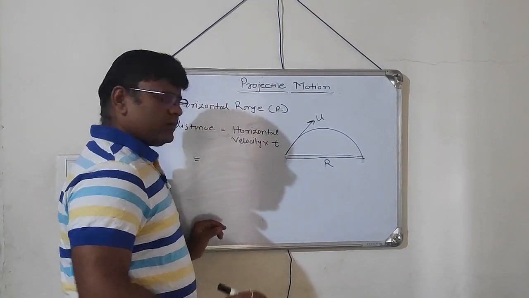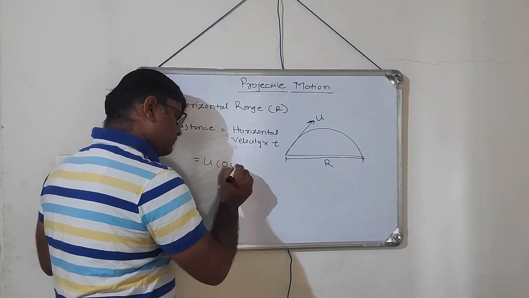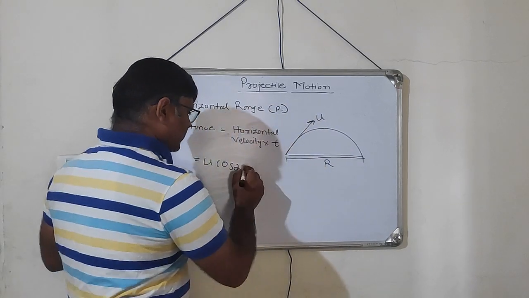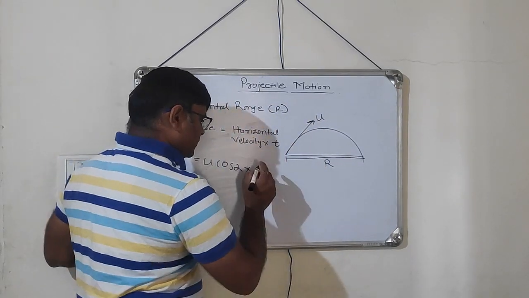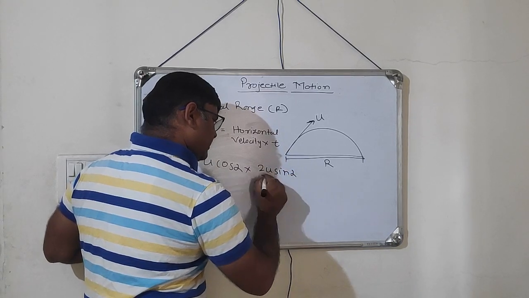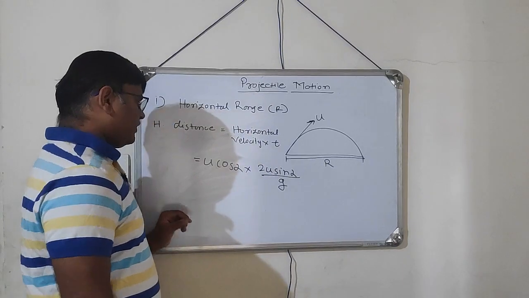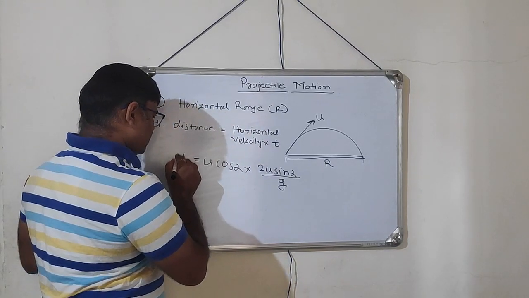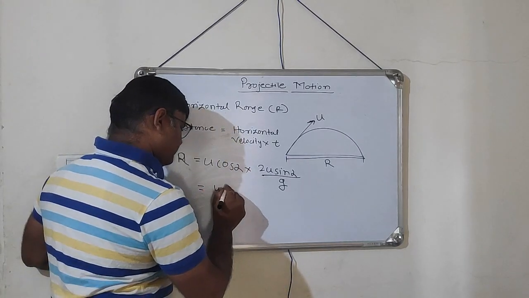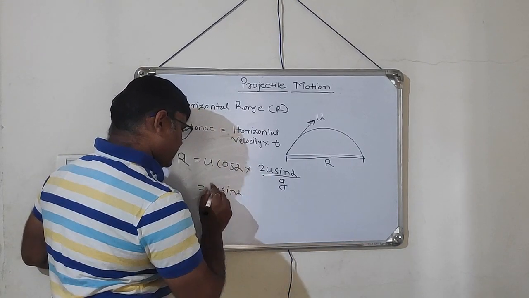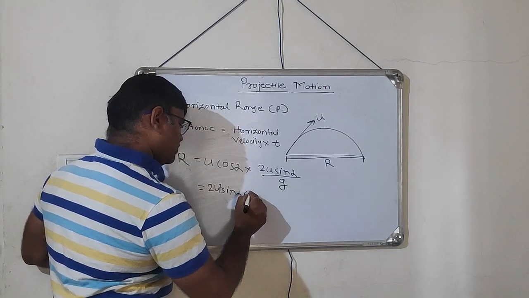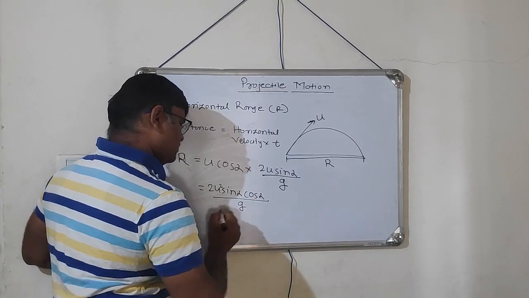What is your horizontal velocity? It is your u cos alpha, right? What is t? t is the total time of flight. We have just done the derivation of the total time of flight, that is 2u sine alpha divided by g. So your horizontal range R, we denote it by R, is equal to u cos alpha times 2u sine alpha by g, taking 2 outside, so 2u square sine alpha cos alpha divided by g.